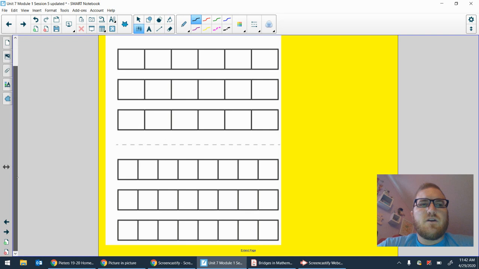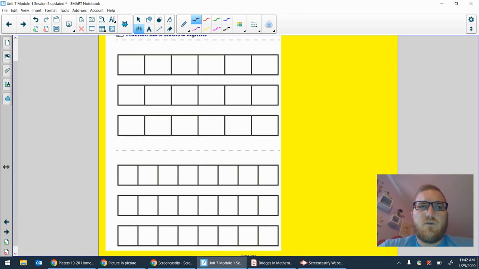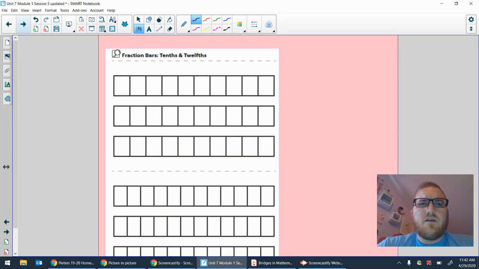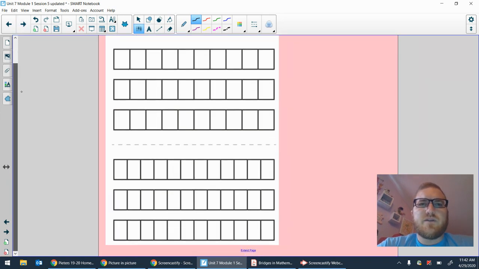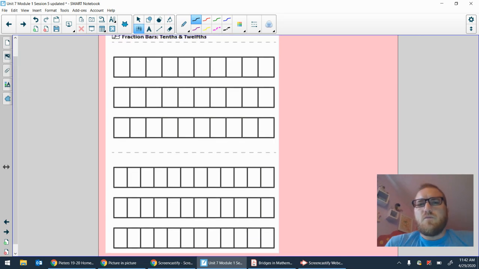So I'll leave these pages here. If you wanted to pause the video, you could set up your 6ths and 8ths to do your own shading in if you want. This would be the activity that you would typically do during the classroom. After we did 1 or 2 together, you'd be off doing this part on your own. And then once again, we have 10ths and 12ths as well. I'm going to actually pause and do one of the 12ths. So I'm going to show you what I mean a little bit by our 12ths.